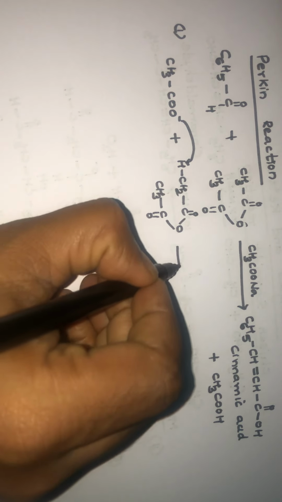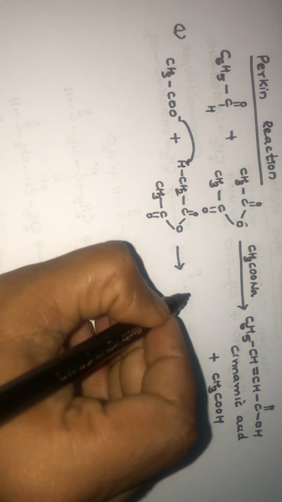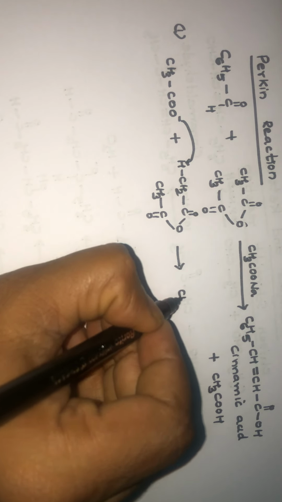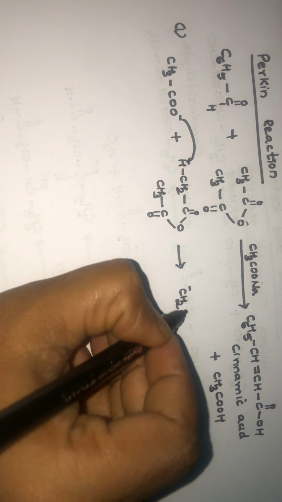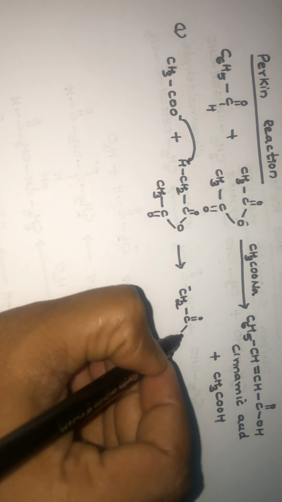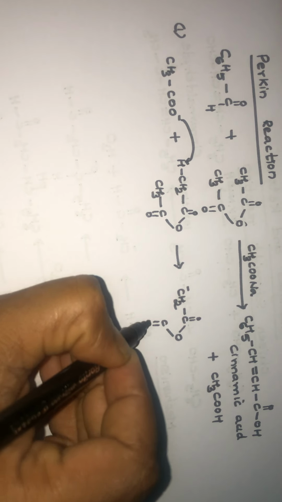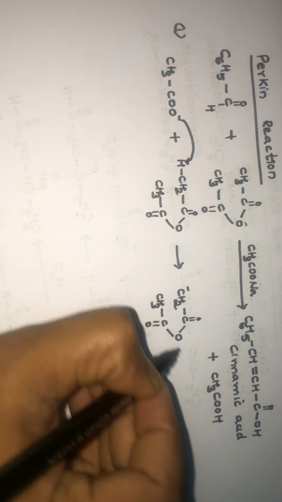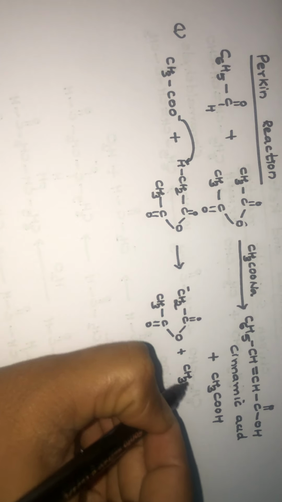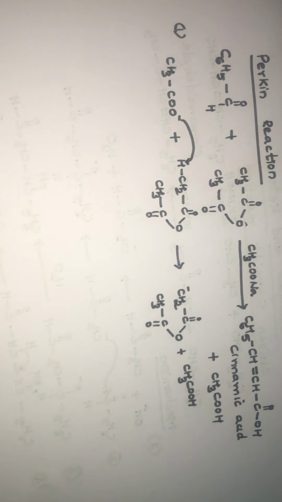I will write this molecule as CH3 C double bond O, O, C double bond O, CH3. This base will take up this proton. It results in the formation of this anion: CH2 minus C double bond O, O, C double bond O, CH3, plus CH3COOH. A carbanion is generated.